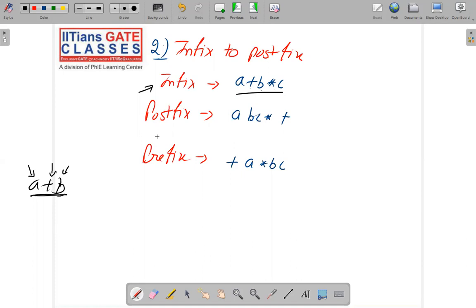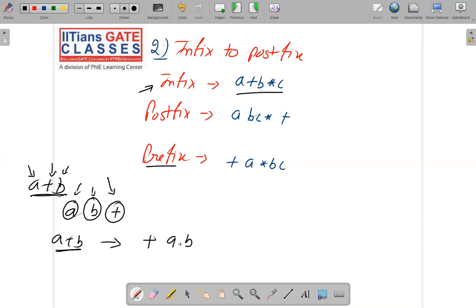An expression can be written like a plus b star c. In postfix, it can be written like a b plus. Here these two are operands and this is the operator, so this operation will be performed on these two operands. The operator will be written after the operands. In prefix, the operator will be written before the operands, so a plus b infix will be represented in prefix as plus a b. Pre means before, operator before operands. Post means after operands. Infix means in the middle of the operands.